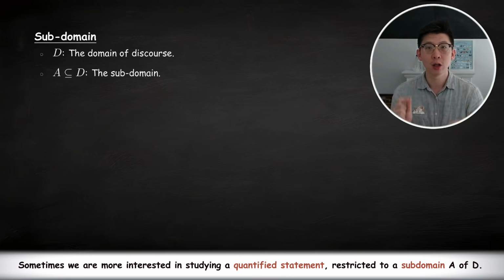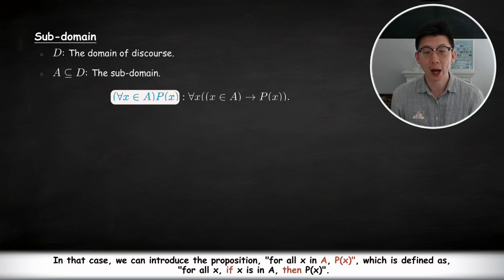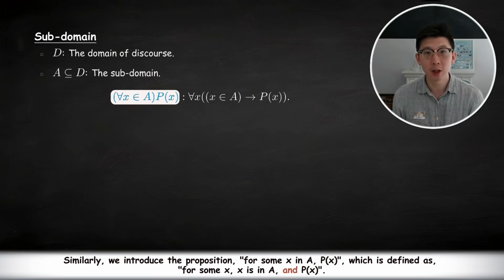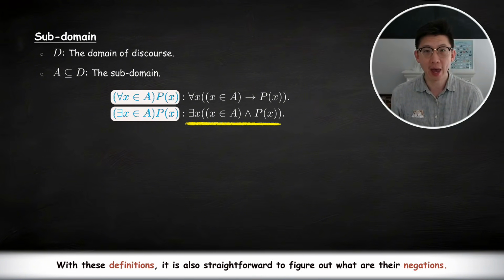Sometimes we are more interested in studying a quantified statement restricted to a subdomain A of D. In that case, we can introduce the proposition "for all x in A, Px," which is defined as "for all x, if x in A, then Px." Similarly, we introduce the proposition "for some x in A, Px," which is defined as "for some x, x in A and Px."